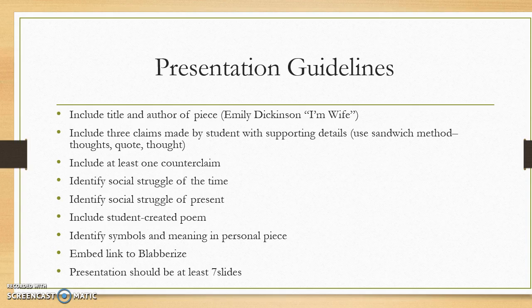Include at least 1 counterclaim and an explanation of the counterclaim. Identify a social struggle of that time that Dickinson identifies in the poem, and identify a social struggle of the present time. And with that, students will create a poem where they will talk about that struggle and identify symbols and meaning in the personal piece and create a Blabberized presentation. And this will all be presented in a PowerPoint presentation to the class as a final project.